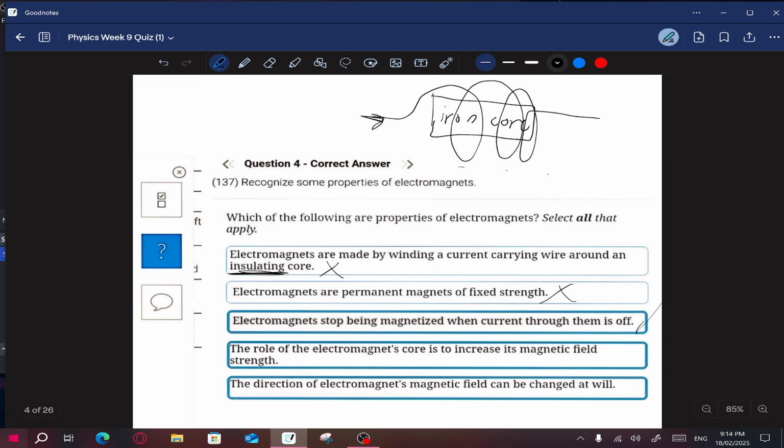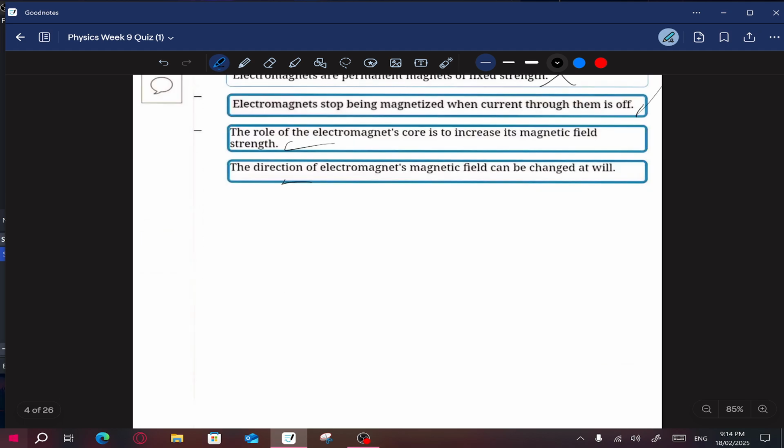Statement's correct. The role of the magnetic core is to increase its magnetic field strength. Yes, because it makes an induction, it induces, which generates an alternating current, by the way, into the magnetic field. The direction of the electromagnet field can be changed at will. Yes, because I can flip the direction of the coil, and I can flip the direction of the core, and that would flip its directions.